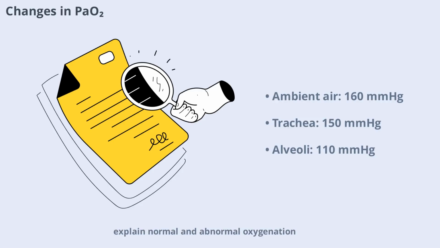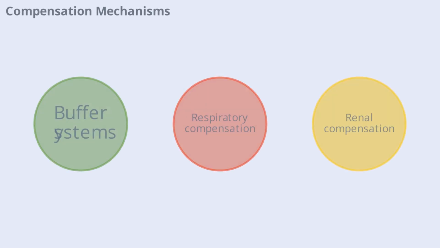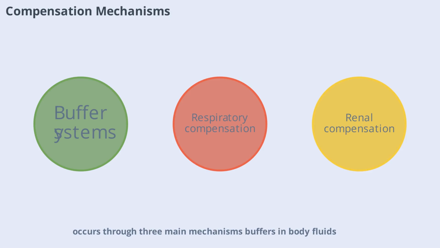Understanding these changes helps explain normal and abnormal oxygenation. Compensation for acid-base disturbances occurs through three main mechanisms: buffers in body fluids, the respiratory system, and the kidneys. Buffers act almost immediately. The respiratory system can modify acid-base balance within minutes, and the kidneys provide long-term buffering over hours to days. Understanding these mechanisms is crucial for interpreting ABG results and assessing compensation.